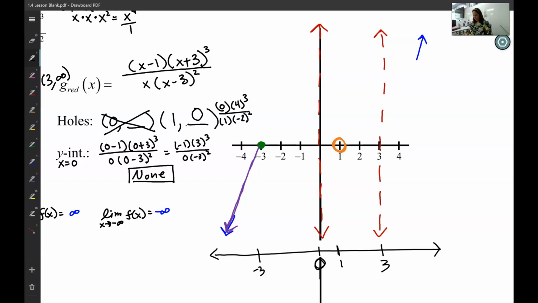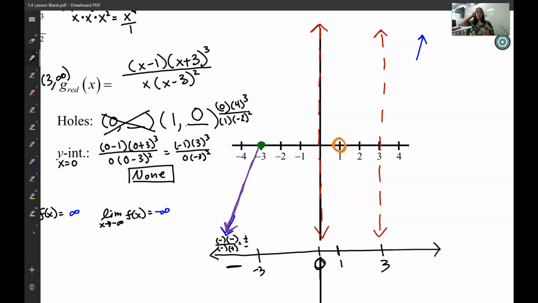Ready, set, go. Okay, so I plugged in -4. -4 minus 1 is a negative. -4 plus 3 is a negative, and cubed stays a negative. -4 in for x is a negative. -4 minus 3 is a negative, but then I square it, and it's a positive. So I simplify the top. A negative times a negative is a positive. Simplify the bottom. A negative times a positive is a negative. And then simplify division. Positive divided by a negative gives me a negative. So that fits with my graph so far.